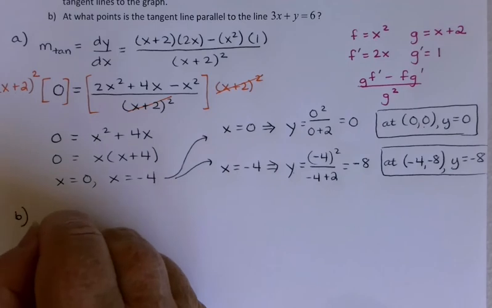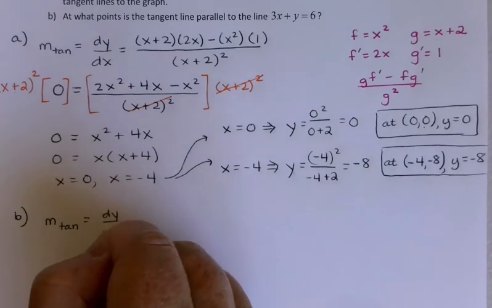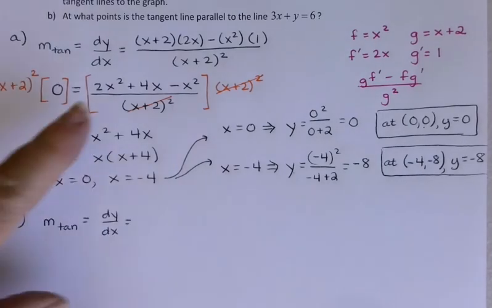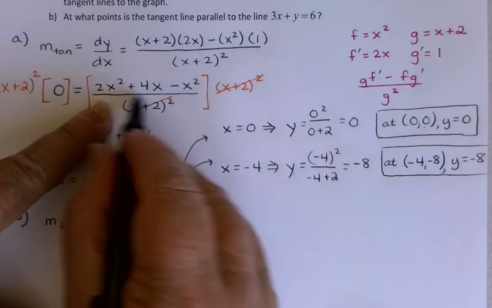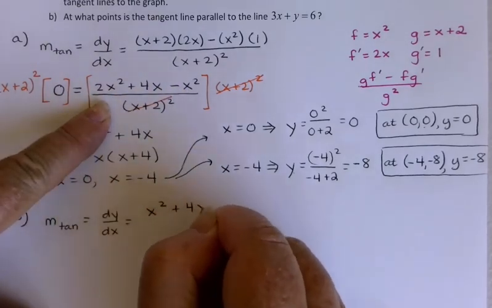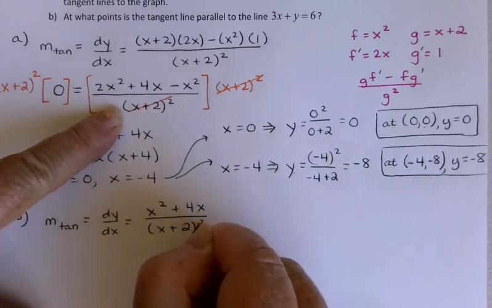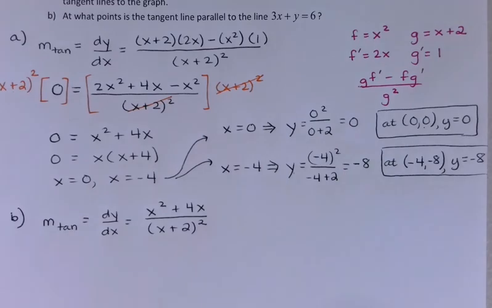Well, we already have done the derivative. We don't have to do it again. So I know that the slope of the tangent line, dy dx, turned out to be this, or when I simplify it, it was just x squared plus 4x over x plus 2 squared. Notice that that x plus 2 squared doesn't permanently get canceled out. It only did here because I was multiplying both sides of the equation by it. But when I just want the derivative, I have to include everything.